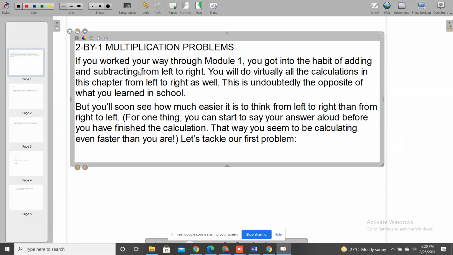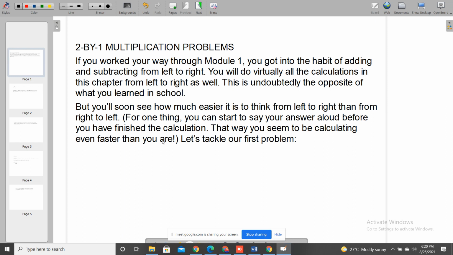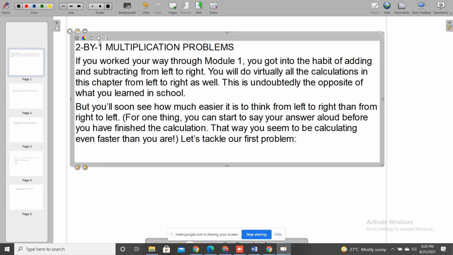Okay, so now can you see the board here? Yes. Okay, so what is there are notes about multiplication problems. The topic is 2 by 1 multiplication problems. If you worked your way through module 1, you got into the habit of adding and subtracting from left to right. Now you will do virtually all the calculation in this module from left to right as well. So this is undoubtedly the opposite of what you learn in school.